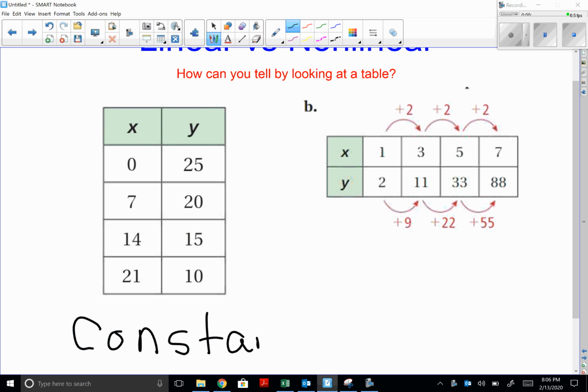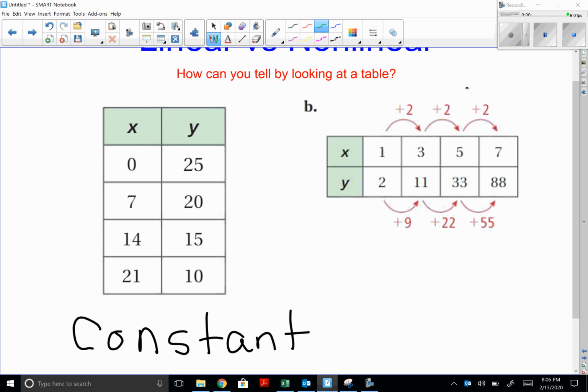And what I mean by that is the slope is the same, or the rate of change is the same, no matter where you look on your graph, no matter which 2 points you pick. It's always going to be the same rate of change. So the situation is exactly the same when you're looking at a table. So we have two examples here. I'm going to start with the example on the left.